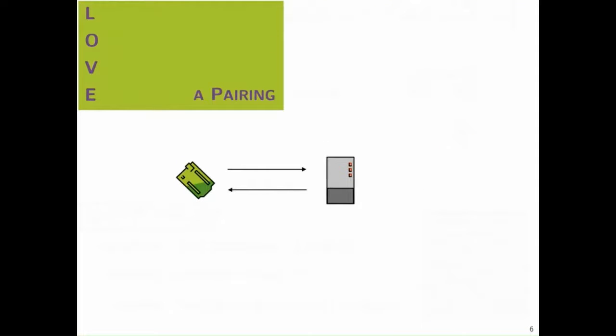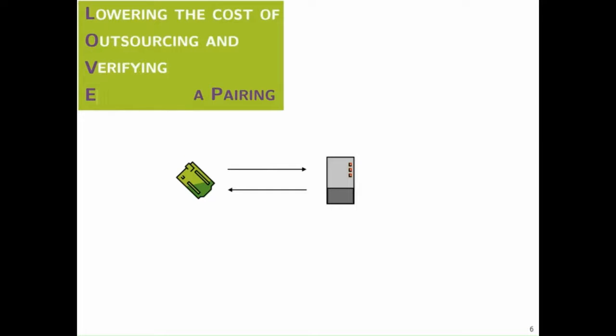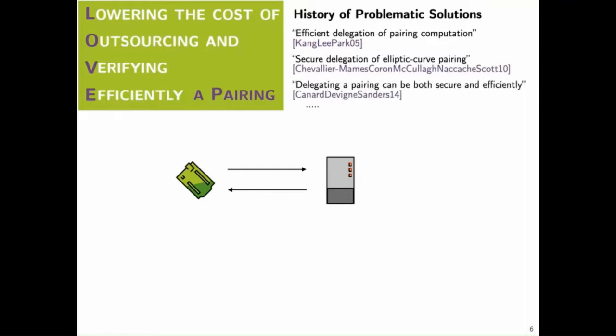Good, then now we are finally ready to spell out the meaning of the title of this work. LOVE appearing stands for lowering the costs of outsourcing and verifying efficiently a pairing computation. We are not the first to tackle the problem of securely and efficiently outsourcing a pairing. Actually, there is a fairly long history of problematic solutions. Here I list only a few.